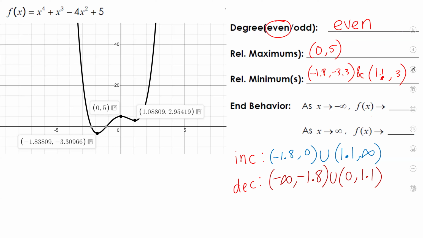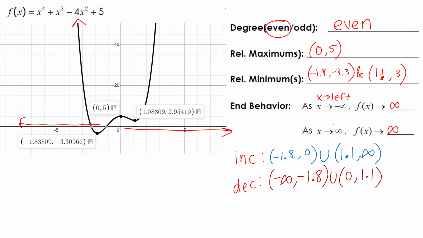Okay, end behavior. This says as x goes to negative infinity, that means as x goes to the left. As it goes to negative infinity, what's happening to your graph? So look, as I go to the left, where is your graph going? It's going up. As you move to the left, it's going up. So your graph is going to infinity. As x goes to infinity, so as x goes this direction, what's happening to your graph? It's going up to infinity. So that's how you do end behavior.